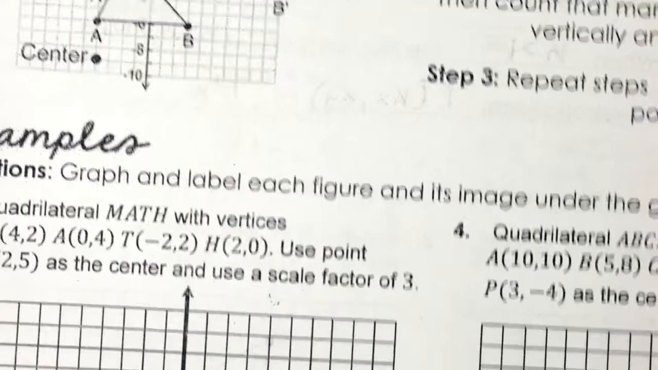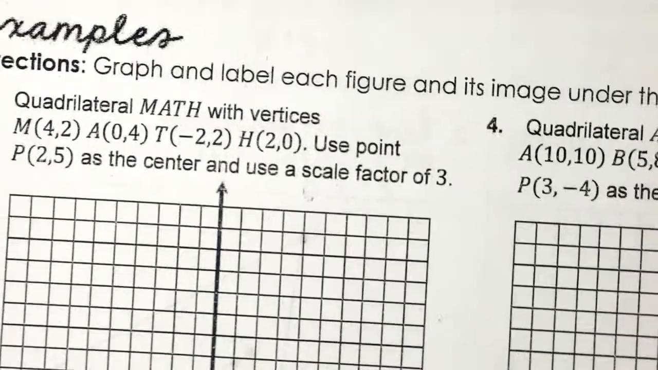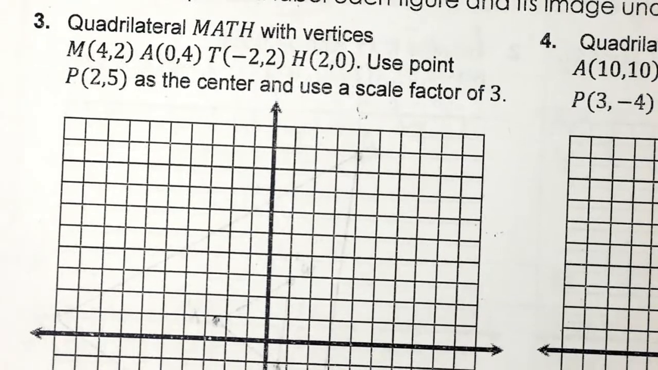Down here, number 3 and 4, it says graph and label each figure and its image under the given dilation. Remember, these are dilations not about the origin, so they're going to give us a point to dilate from.